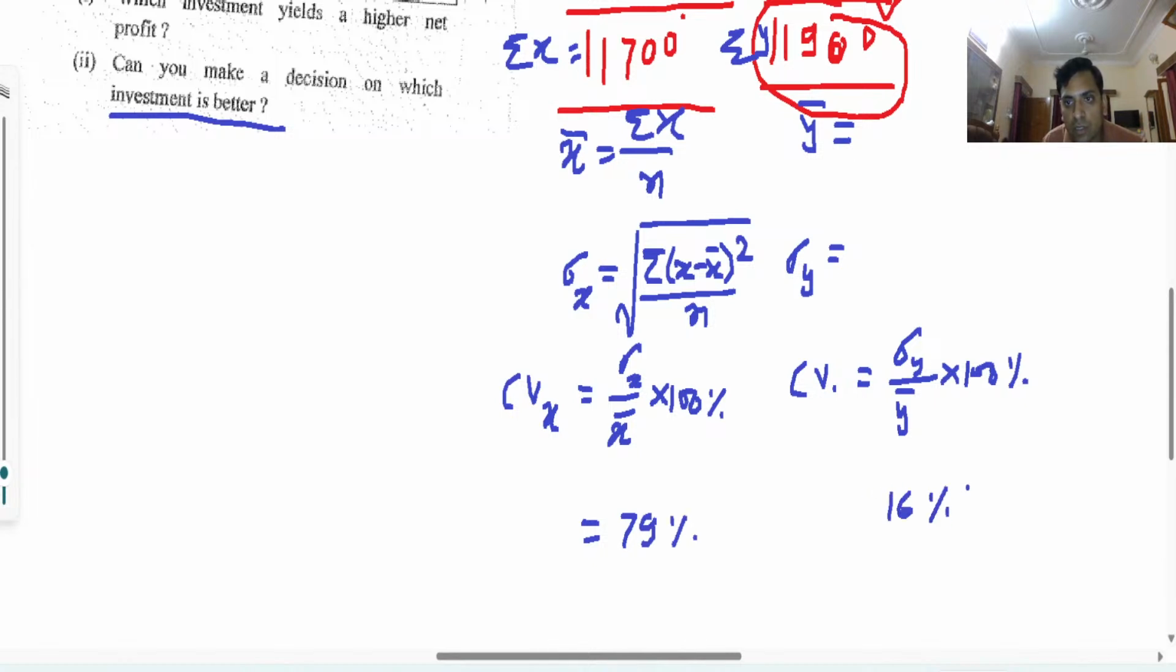16%. So this is with less variation. This is with less variation. That's why this is better.